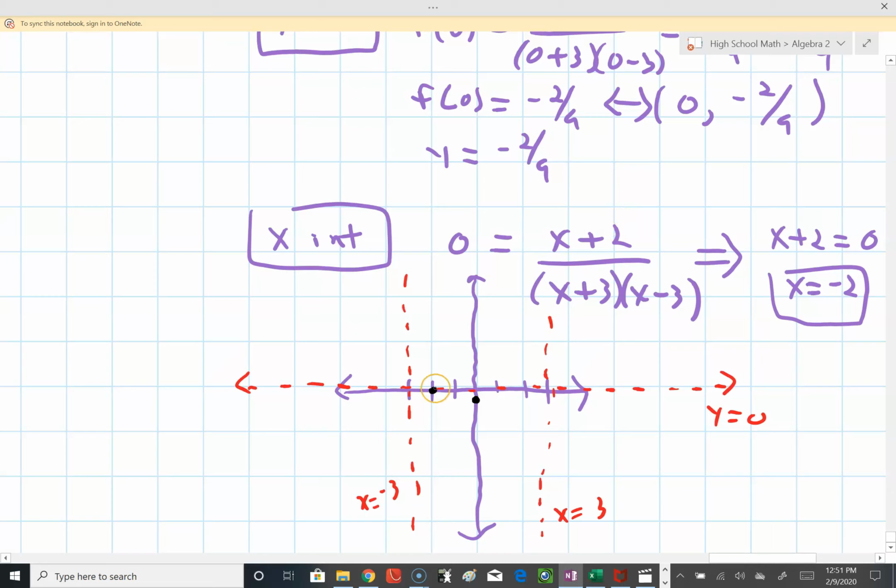And you can kind of see that already. It's going down in this direction. So you're going to get this kind of behavior over here, and over to this side it's going to look like this. It's going to have this S-curve type feature in the middle.